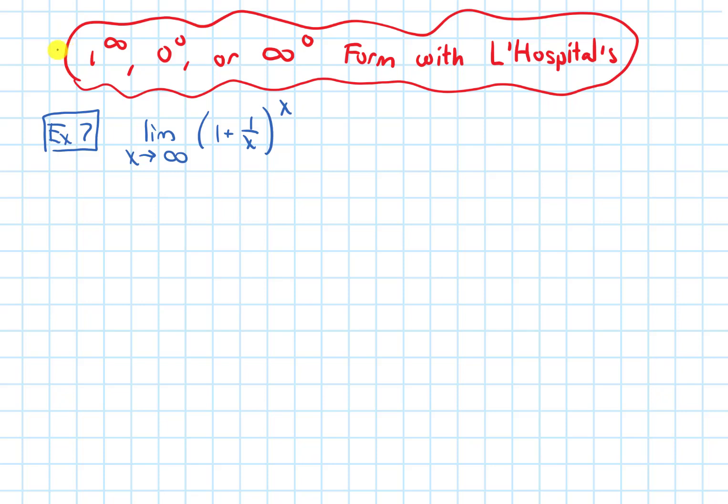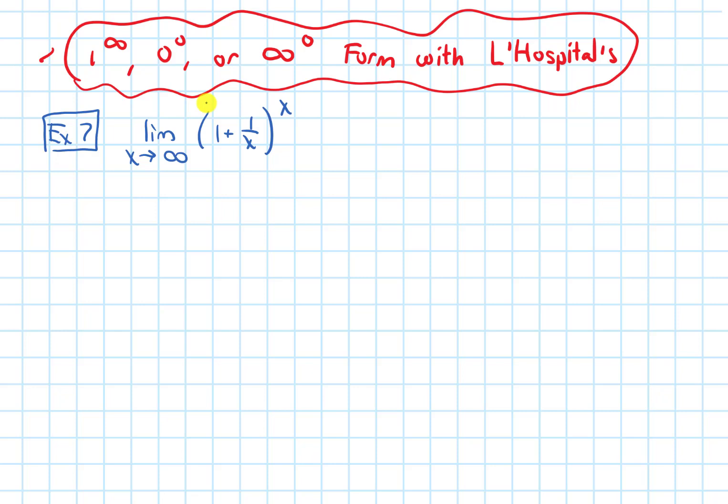In this video, we'll talk about how we can evaluate one of our exponential indeterminate forms, like 1 to the infinity, 0 to the 0, or infinity to the 0 with L'Hopital's rule. So the example I want to look at is the limit as x goes to infinity of the quantity 1 plus 1 over x to the x power.